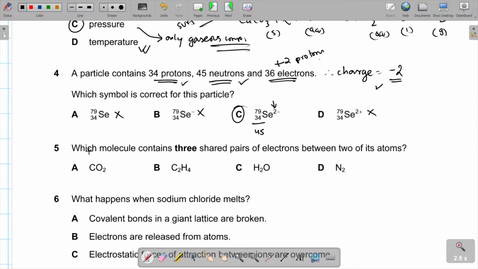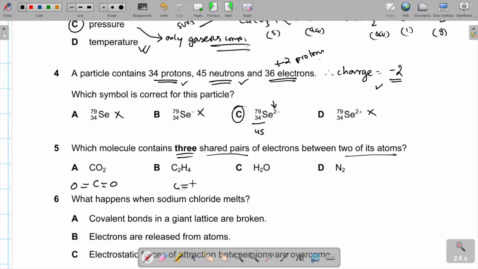Moving on to the next question. Which molecule contains 3 shared pairs of electrons between 2 of its atoms? Carbon dioxide is drawn like this, right? Carbon shares 4, so 2 shared pairs with each oxygen. So this has 4 shared pairs of electrons, so this is not the answer.